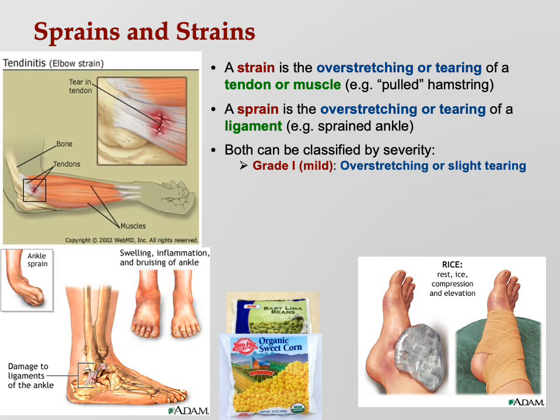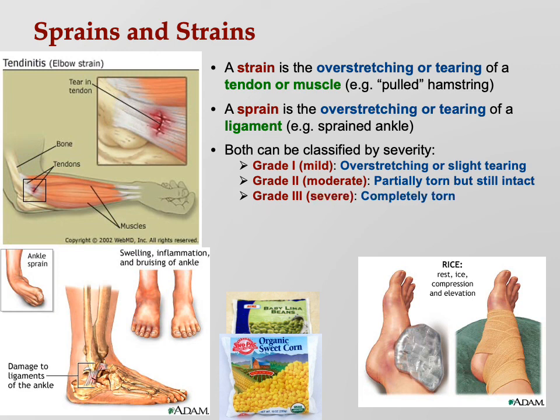Now, both of these can be classified by their severity. So grade 1 means a mild overstretching or just a very, very slight tearing. Grade 2 is where it's partially torn but still intact. You didn't tear it all the way through, but it's a pretty good tear. Grade 3 is a severe. That's where you tear it all the way through. So grade 1 and grade 2 normally can be fixed just by resting. Grade 3 is going to take surgery. They're actually going to have to sew it back together.